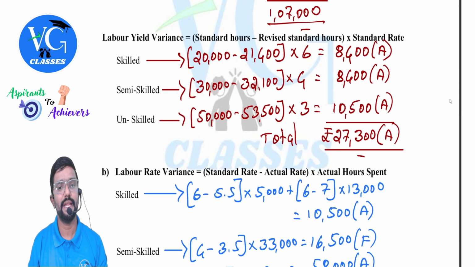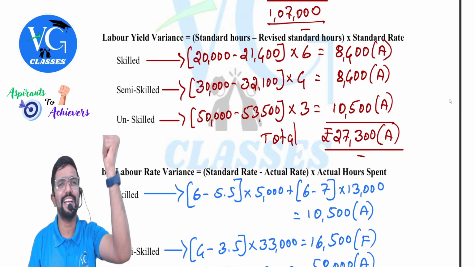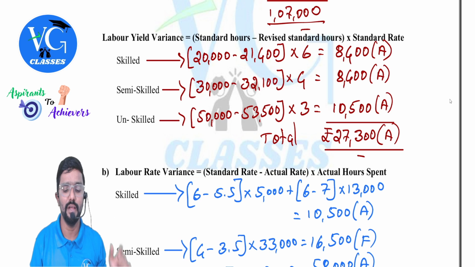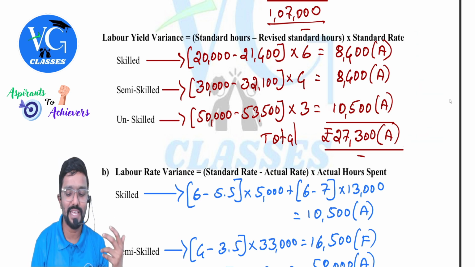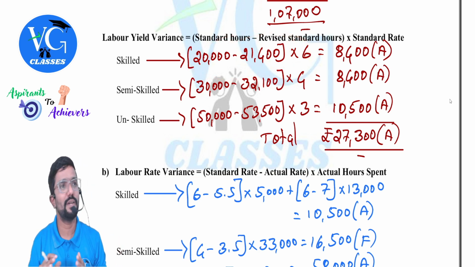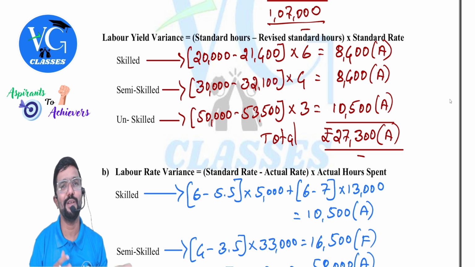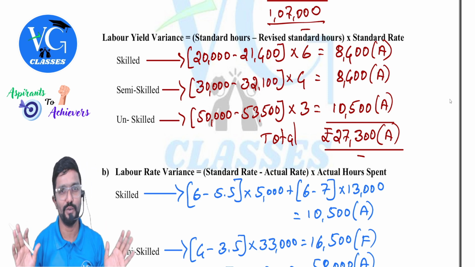Then you will also calculate yield variance, which is standard hours minus revised standard hours, into standard rate. Once the data is ready, just place them. Apply the formula, place them. That's all. And don't take too much time for it. If you can do this calculation without a calculator, do it. But if you're not confident, better use a calculator, because instead of writing favorable, you may write adverse, or instead of adverse, favorable. So all that confusion we don't want.